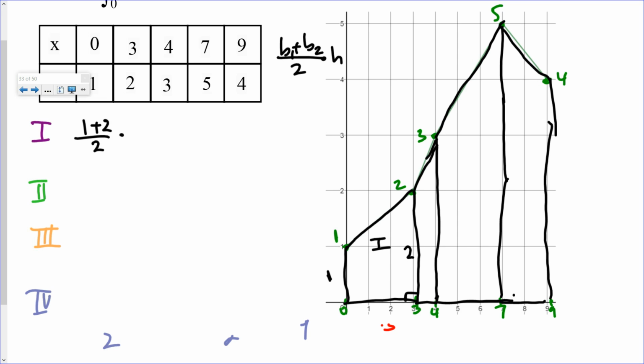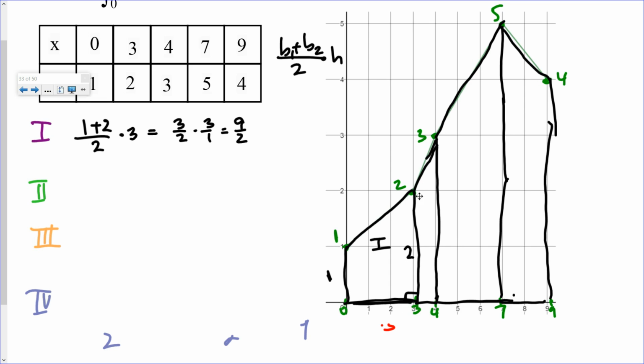The height, guys, is this. It's always just the subinterval length. So what's the height between 0 and 3? What's this length here? 3. So your first area is going to be 3 over 2 times 3 over 1, which is 9 over 2. You guys see that? That's the area of your first trapezoid. Then you add the area of your second trapezoid. And this is very tedious, but it's really just like geometry.